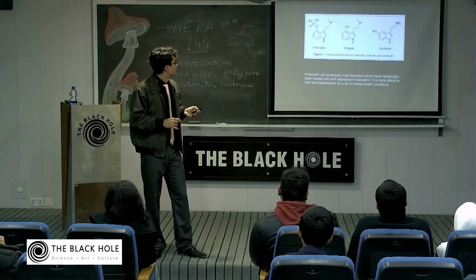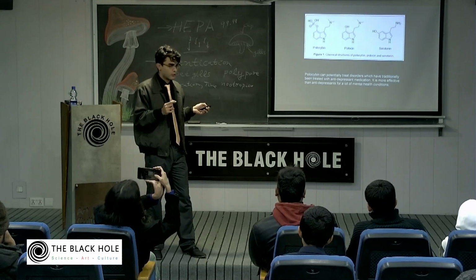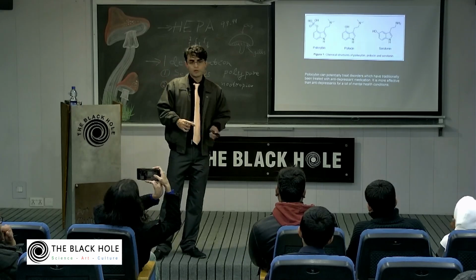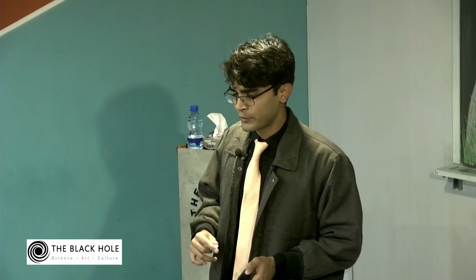So the chemical mechanism for how it works is that these mushrooms contain a compound which is called psilocybin. This is where the name psilocybe mushroom comes from, psilocybin. If you look at the psilocybin molecule, it looks very similar to the serotonin molecule, right? And the serotonin molecule is linked to your mental health, it's linked to your depression.